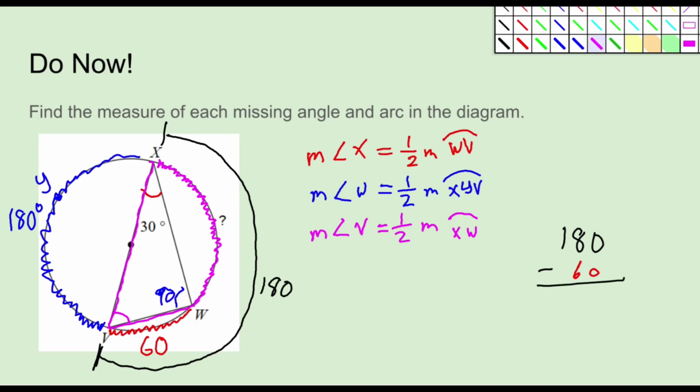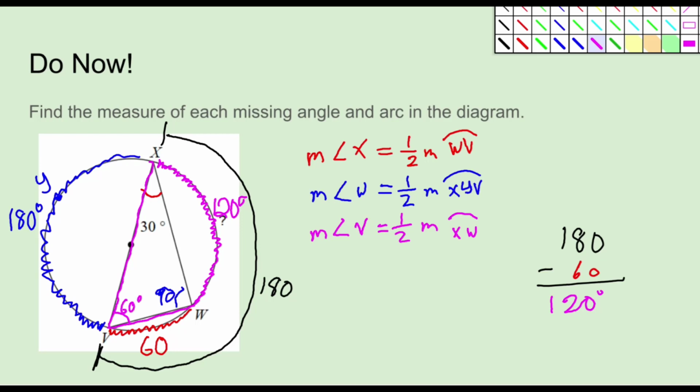We are left with 120, which means that this arc right here, this question mark, must be 120 degrees. So does that make sense now? You have 60 on the side, you have 120 right there, and then you have 180 on the other side. And now the inscribed angle is half of that arc, so half of 120 is 60.